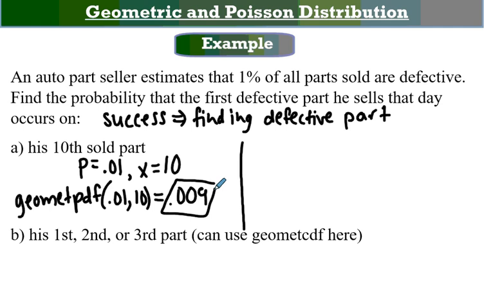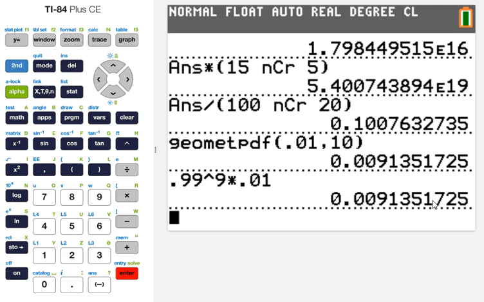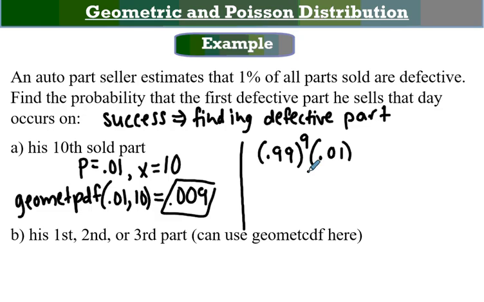How else could I do this? Well, if the first success was on the 10th attempt, he had 9 failures beforehand, which is 99%. So 0.99 to the 9th, and then I need a final success. So I grab a calculator, type in 0.99 to the 9th times finally a success of 0.01. And if I run that, you get the exact same number. So you can either do it by hand or using the built-in program in the calculator.